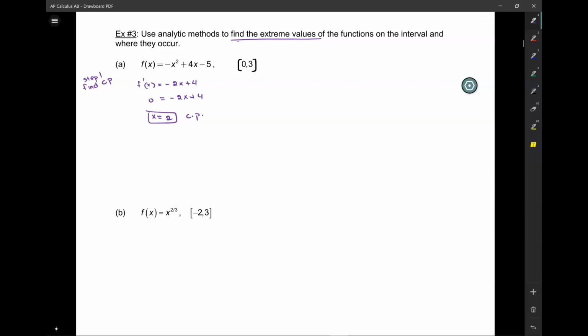So now, is there a point where this derivative is 0? That's where this derivative is 0. Is there a point where this derivative is undefined? No, because negative 2x plus 4 is defined everywhere. So, okay, we move past.